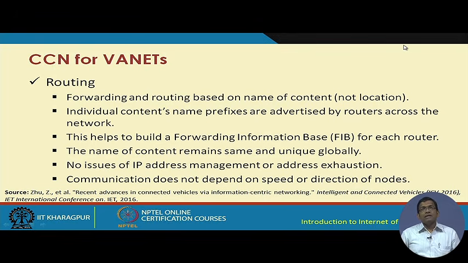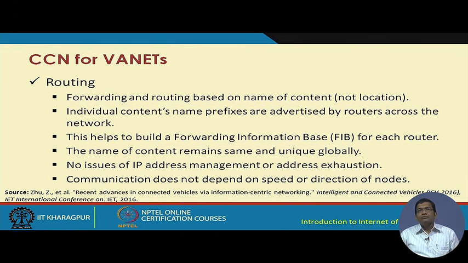Then CCN, the content centric networking that I was telling you about before, and how it is implemented in VANETs. Some sort of routing is done, but this kind of routing is a bit different. Forwarding and routing here is based on the name of the content, not the location of the content. The name of the content is used for routing. The individual content's name prefixes are advertised by the routers across the network. This helps to build a forwarding information base for each router. The name of the content remains the same and unique globally, and there is no issue of IP address management or address exhaustion. The communication does not depend on the speed or direction of the different nodes.